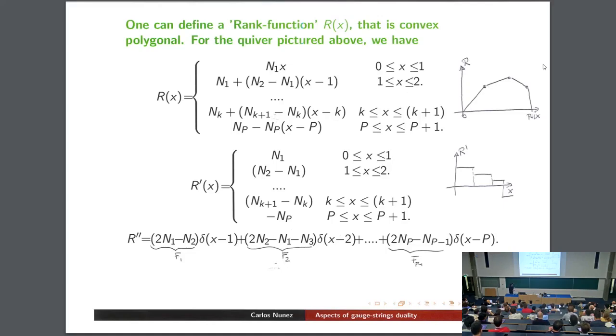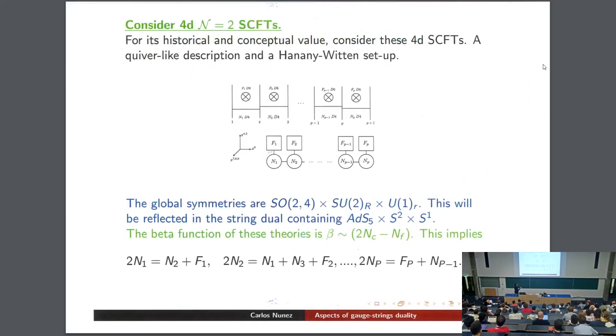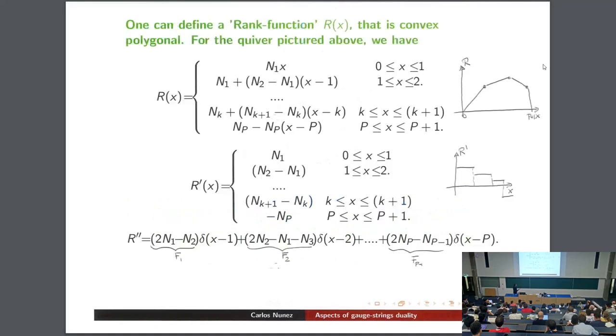And so the thing to observe here is that this function is encoding the quiver we had in the previous slide, the numbers n1, n2, etc., up to np, and the numbers f1 up to fp, in the following way. The rank function evaluated at the integer values gives you n1, n2, etc., all the gauge nodes, and the second derivative contains as coefficients of the deltas the number of flavors. Okay, so this is a tool that is quite useful to discuss the holographic dual. That is what I'm going to do now.